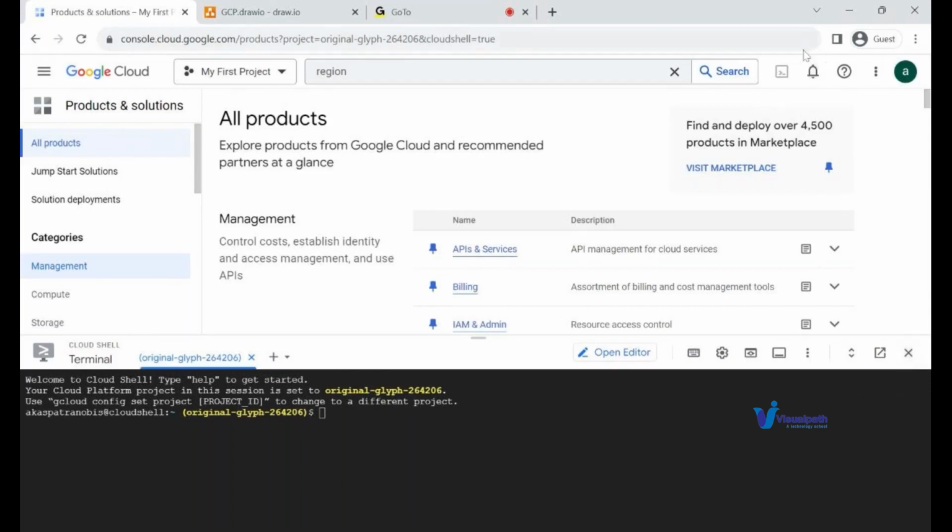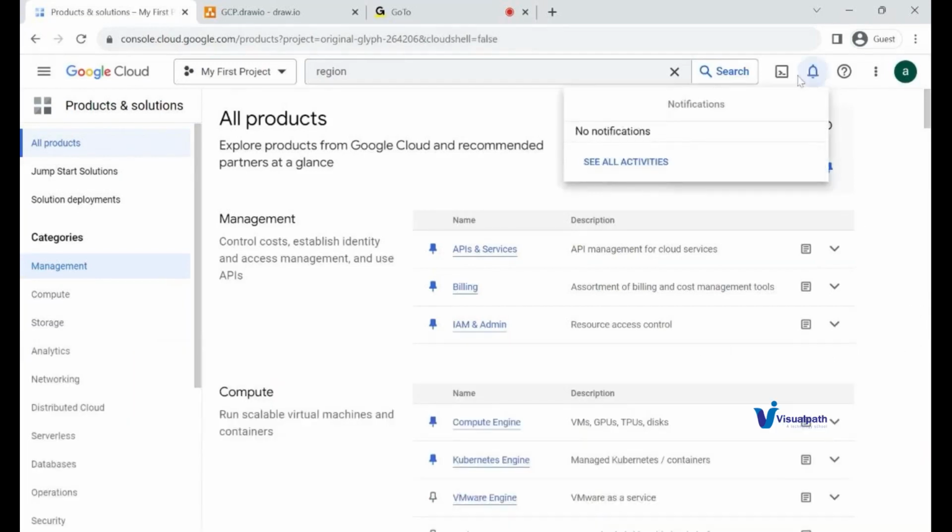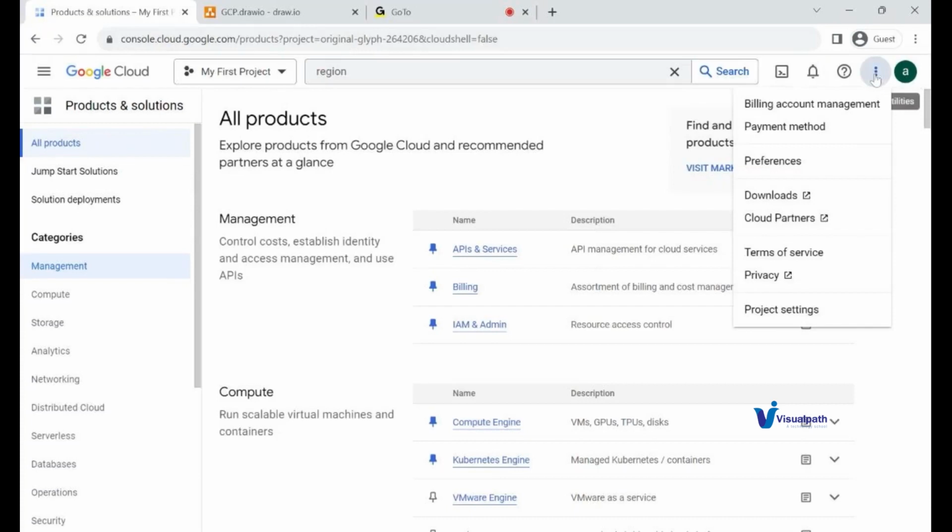Apart from this, there are notifications. These notifications are based on the activities that you do on your console. They give you follow-ups of what you have done and what you have not done. And this is again related to your profile settings, right? This is very much self-explanatory.